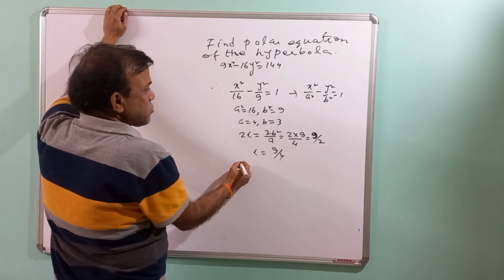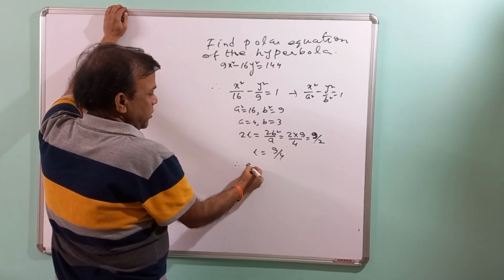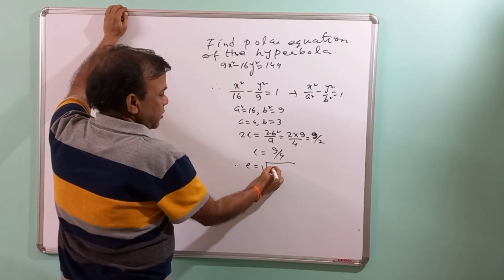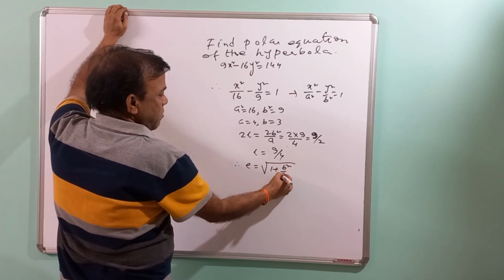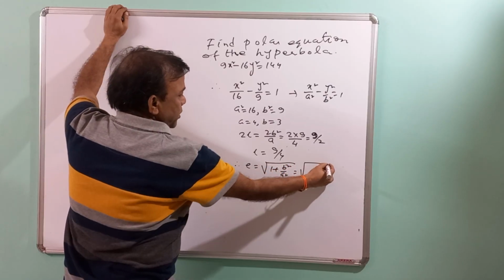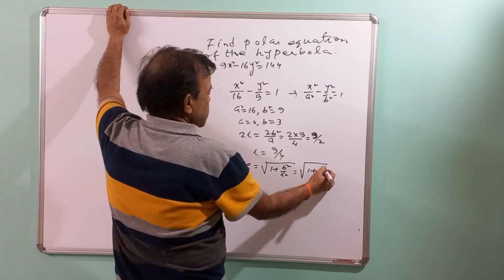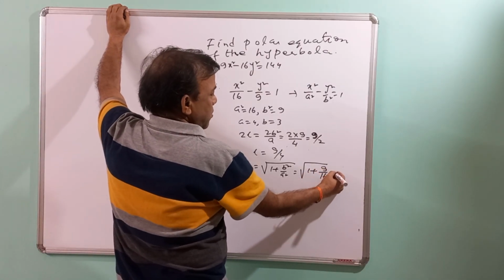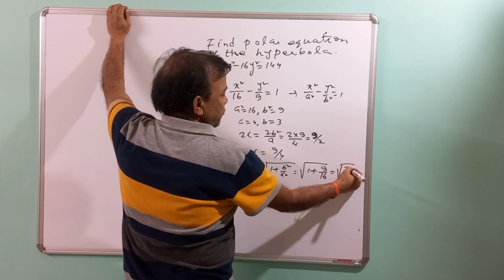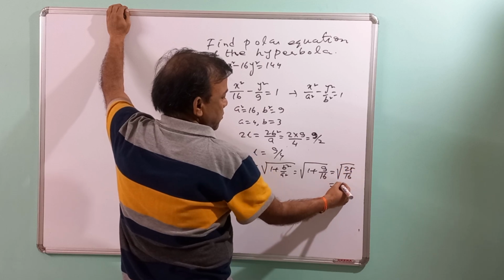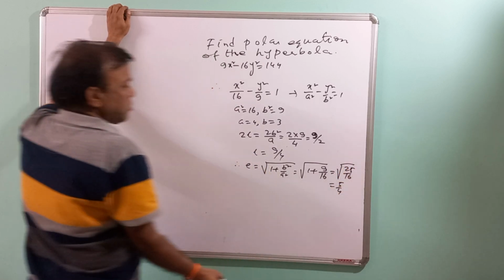Therefore, E equal to root over 1 plus b square by a square, root over 1 plus 9 by 16, root over 25 by 16, 5 by 4.